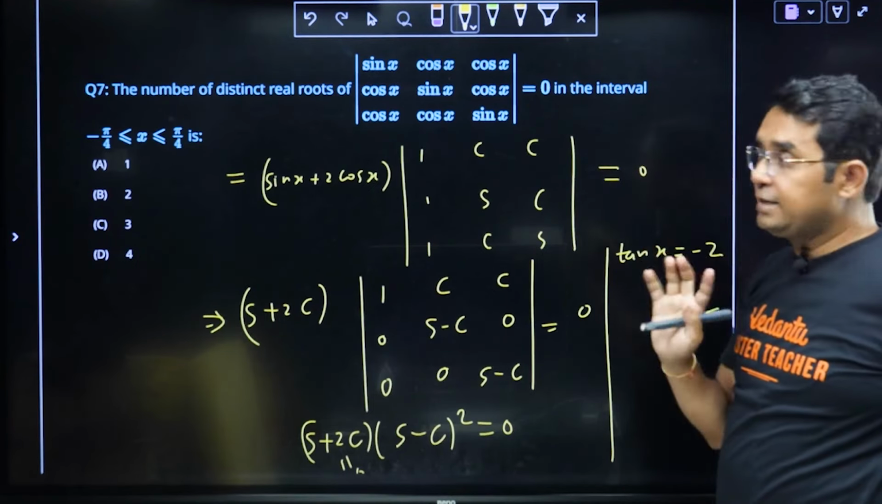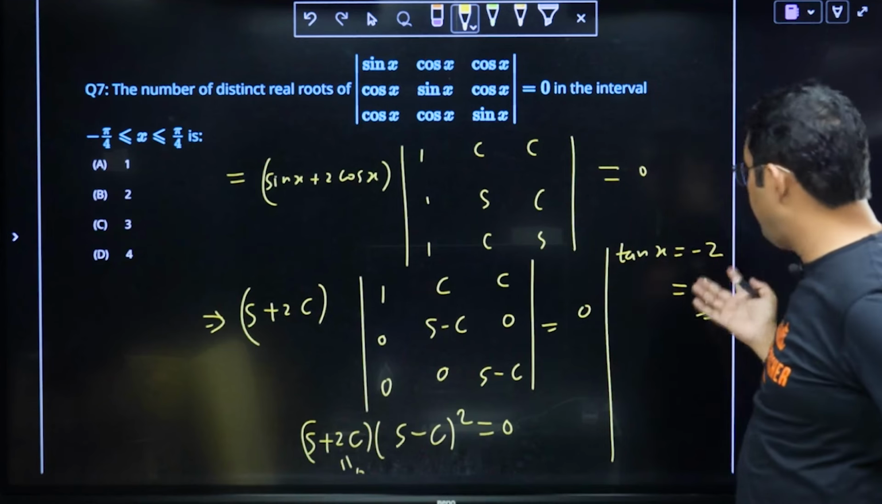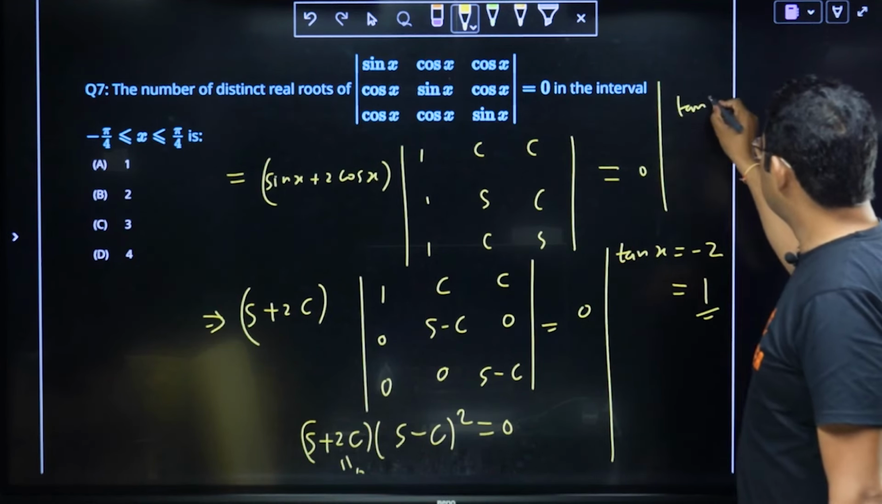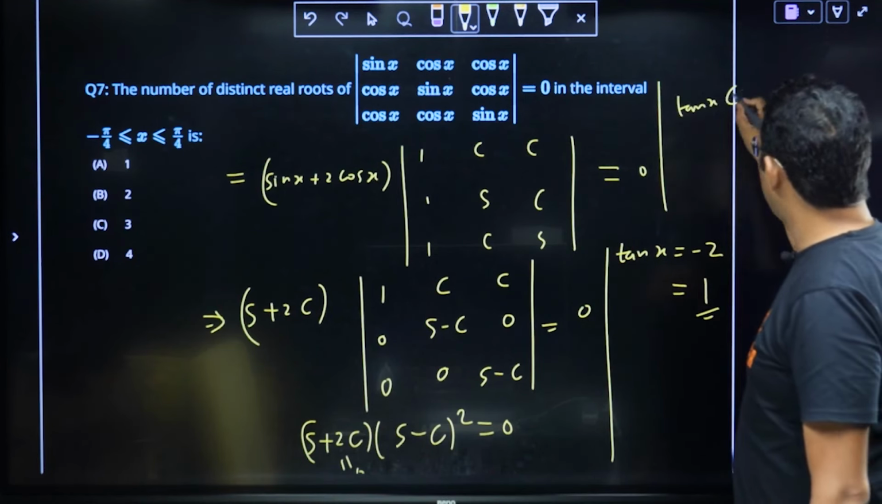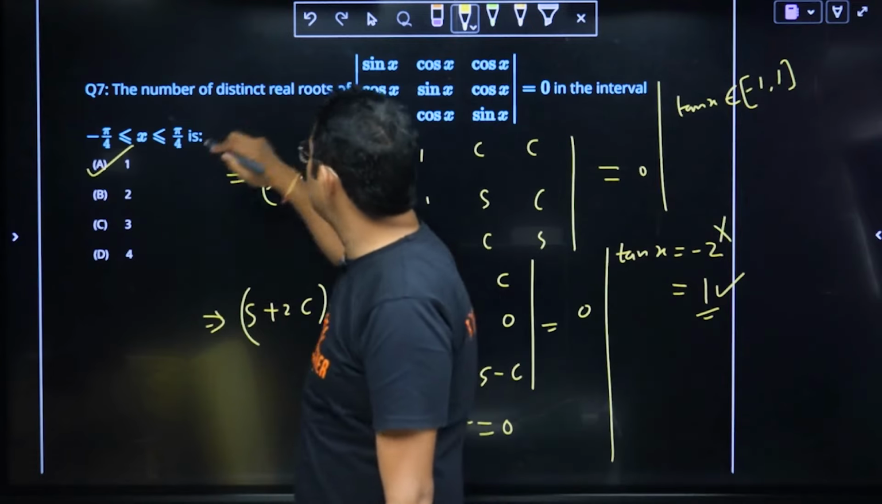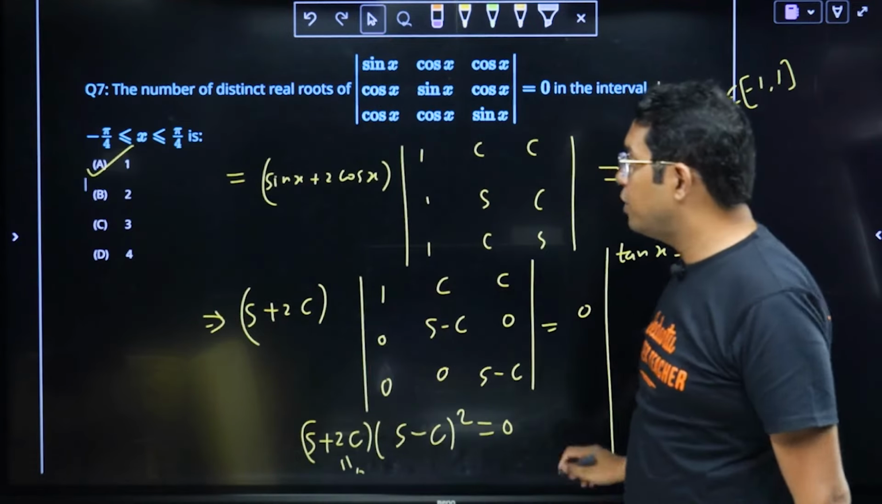My range for x is given as minus pi by 4 to pi by 4. And in this range, the value of tan x is only from minus 1 to 1 for this given range of x. So this minus 2 is not possible for this range. So only one solution will be there corresponding to tan x is equal to 1 when x is equal to pi by 4. So number of distinct real solutions will be A, answer for this question.